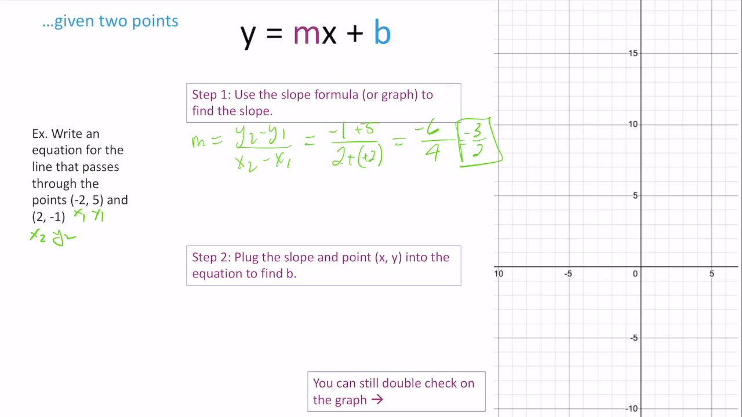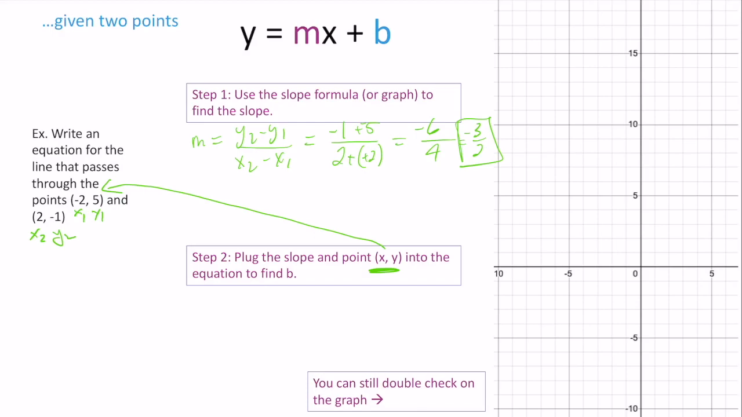Now, step 2, plug in the slope and one of the points that you have to find the y-intercept. So let's do that. So we have y, right? We can pick either of these points over here. I'll just pick our point 1, but you can use either one and you'll get exactly the same answer.